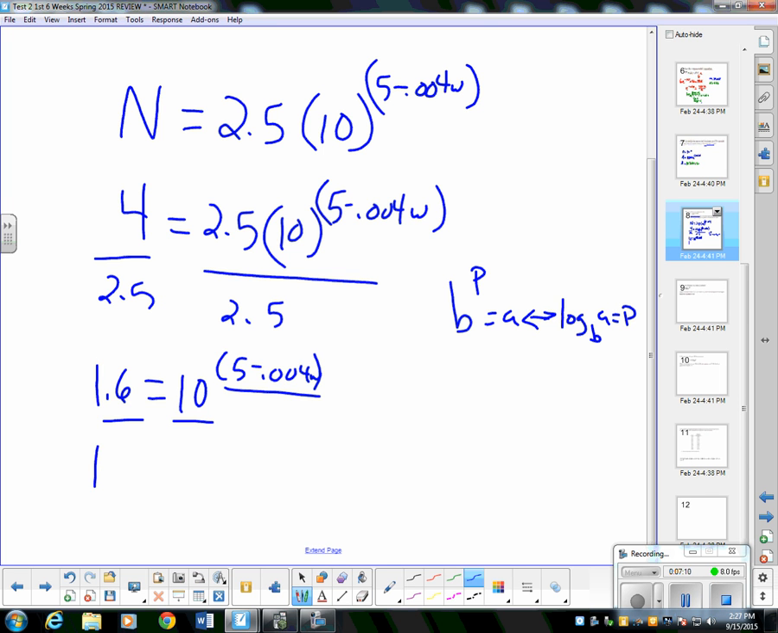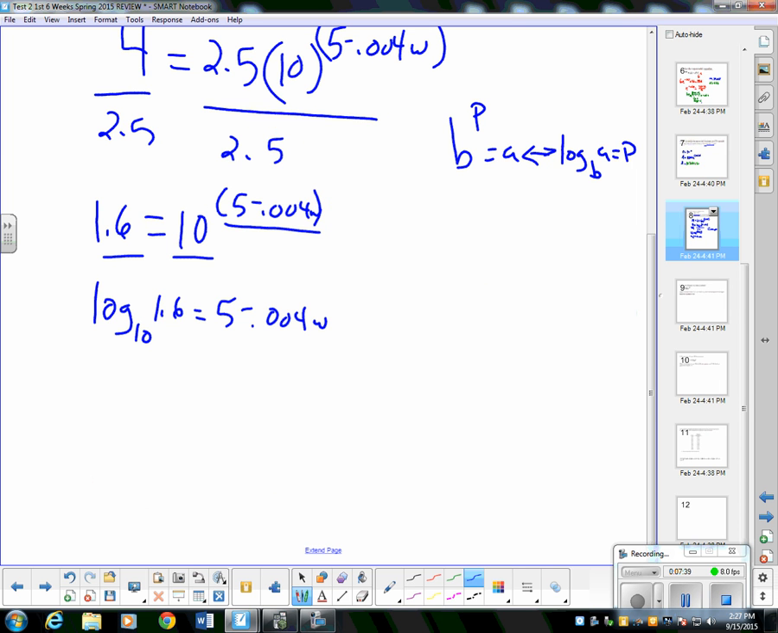So now I have log base 10 of 1.6 is equal to 5 minus 0.004W. So now algebraically, log base 10 of 1.6, that's a number. We can find that in the calculator pretty quickly. We'll do that in a second. But to get W by itself, what I'm going to need to do is subtract 5 from it and divide by 0.004. So I'm going to write it out like this.